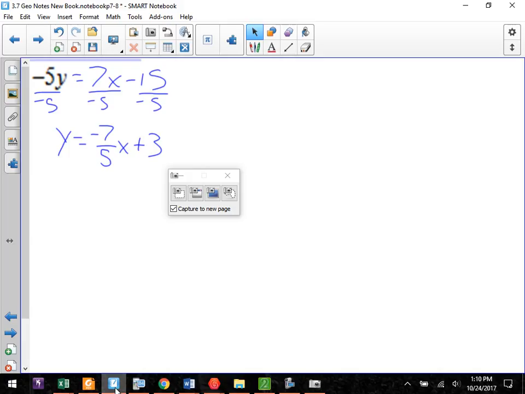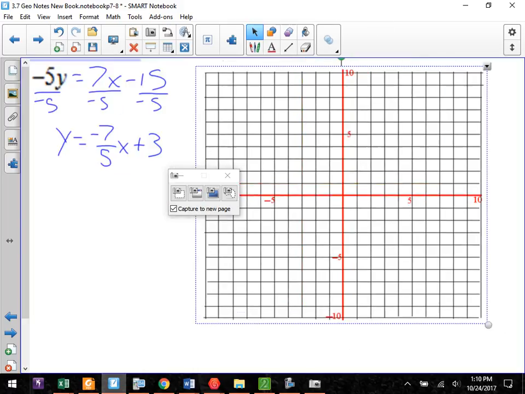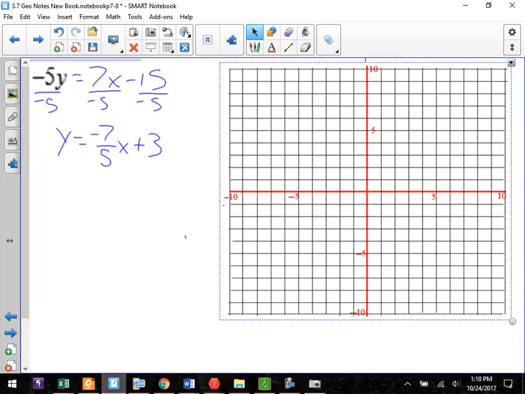Okay. Now, if I go to graph that, where do you start it? The y-intercept is pretty good. My y-intercept is 3. Is that the up and down, or is that the left and right? Down. Good. My slope is negative 7 over 5. What direction do we go first? Down 7, right 5. Good.